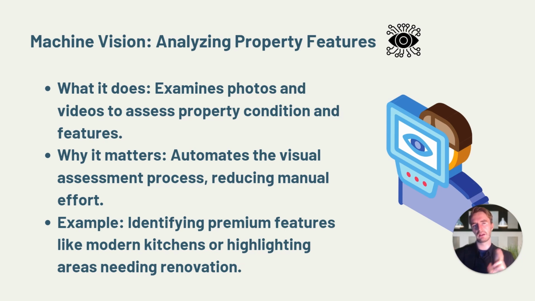And it can be applied here in real estate, for instance, to identify premium features like modern kitchens, highlighting areas needing renovations based on pictures of the property. You can get AI to, in a sense, analyze the condition of the property based on just the image there. So that could also be an interesting application of AI here that is maybe less well known than the other previously mentioned ones.